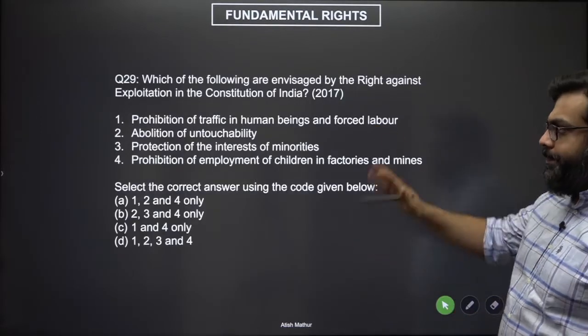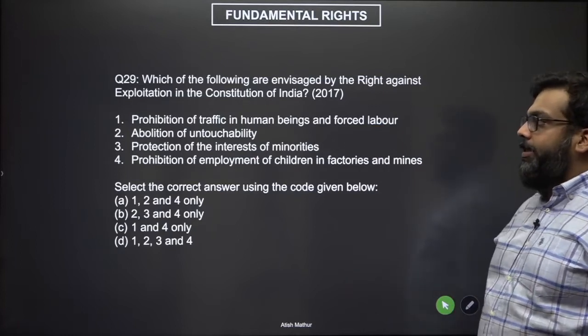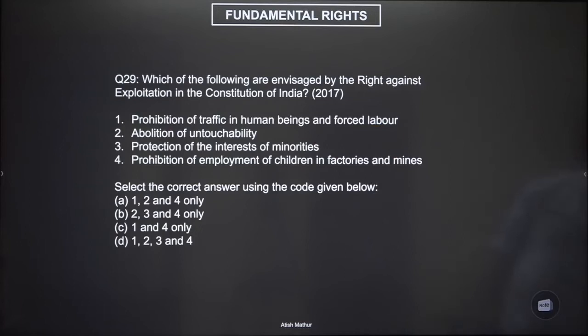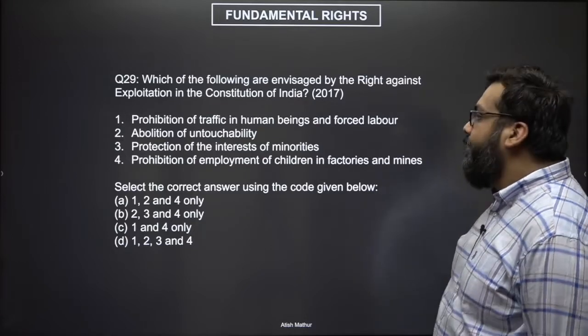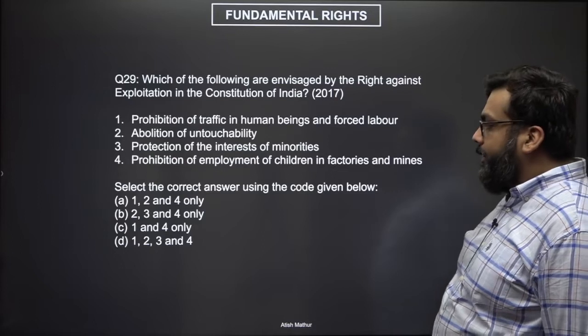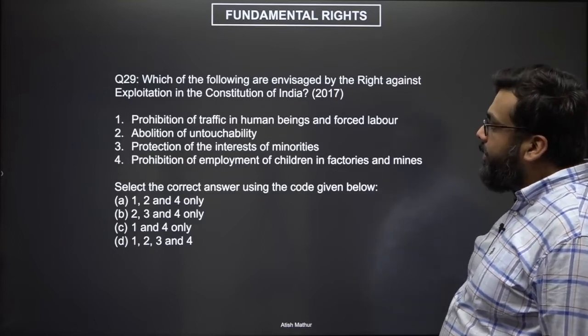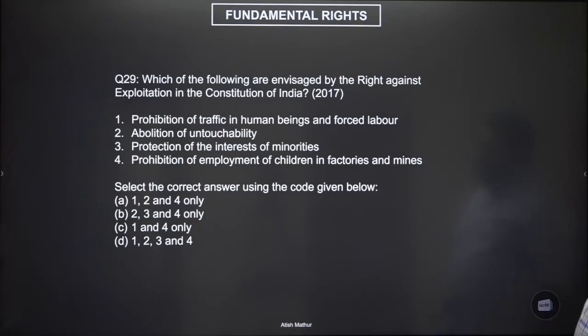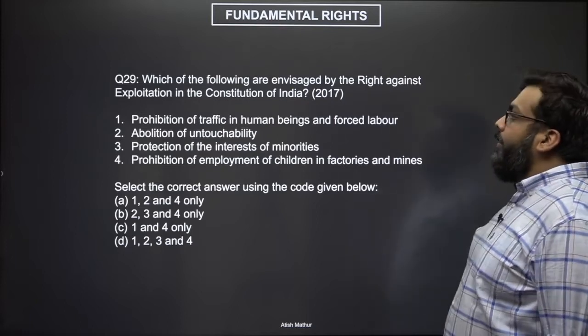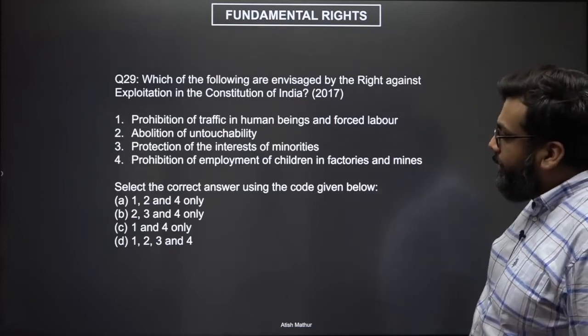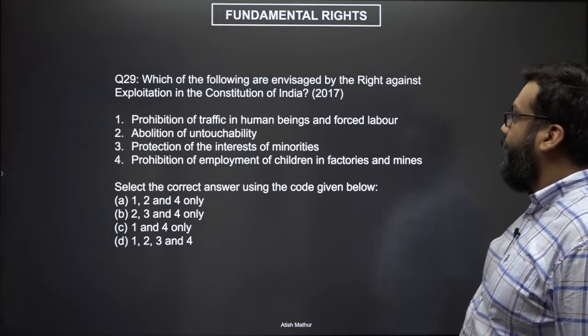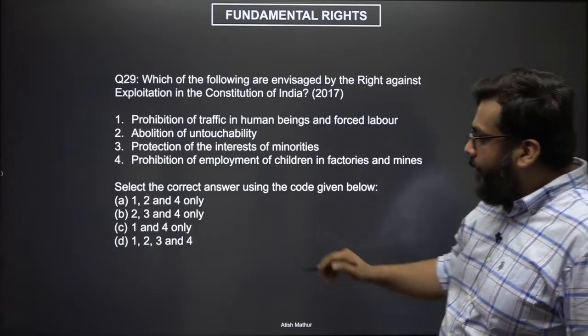Question number 29. Which of the following are envisaged by the right against exploitation in the Constitution of India? Now, 1, protection of traffic in human beings and forced labor; 2, abolition of untouchability; 3, protection of the interests of minorities; 4, prohibition of employment of children in factories and mines. All right. Now let's understand this. We've got the options 1, 2, 4; 2, 3, 4; 1 and 4; 1, 2, 3 and 4. All right. Which of the following is correct? So we know that we're looking for the correct option.